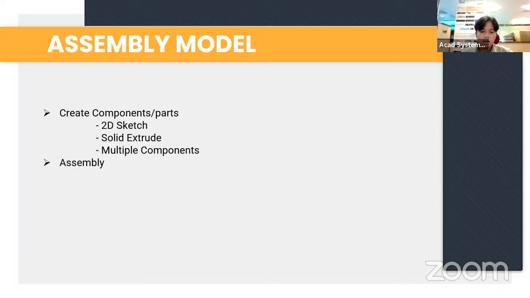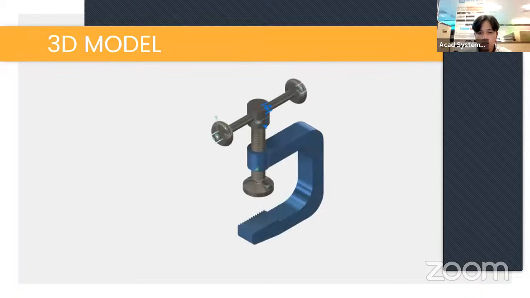Of course, to create an assembly, I need to have a 3D model sample. So I will be using this simple G-clamp 3D model. As you can see, in this one model we will have 4 different components or parts that need to be created. The first one will be the handle. The handle actually has 1, 2, and 3 parts. I'll show you how to do it later.